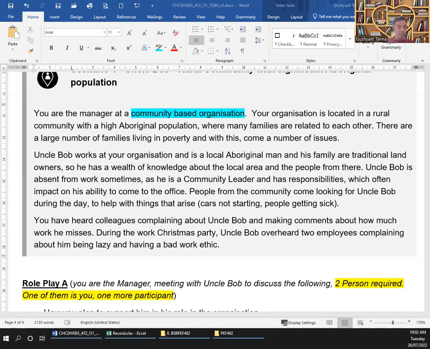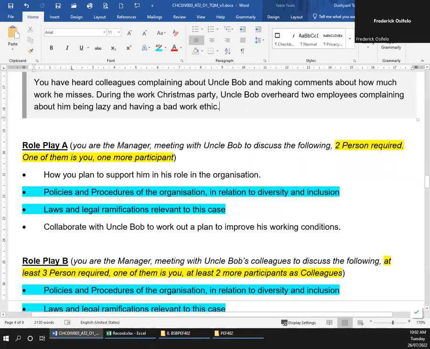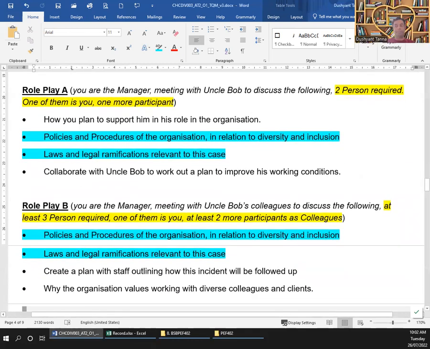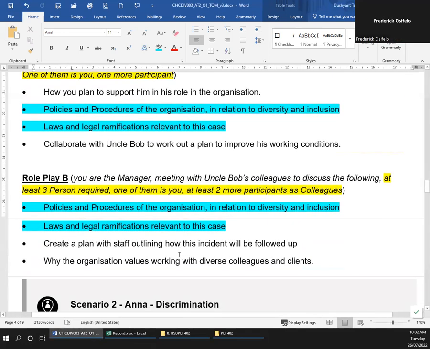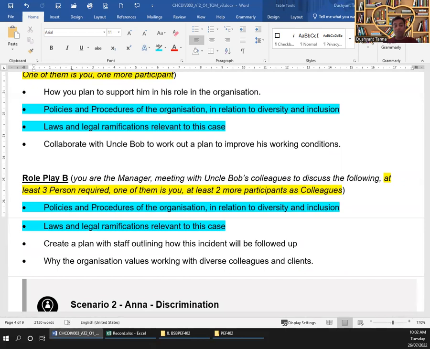Yes, Soraya. So role play A has 2 participants. Role play B, as I said, Soraya, and to everyone, at least 3. It could be 4 as well. If I were in a classroom as a student, I'll make a group of 4, since we have 16. Frederick, are you trying to tell me something? I can't hear. Okay, looks good.